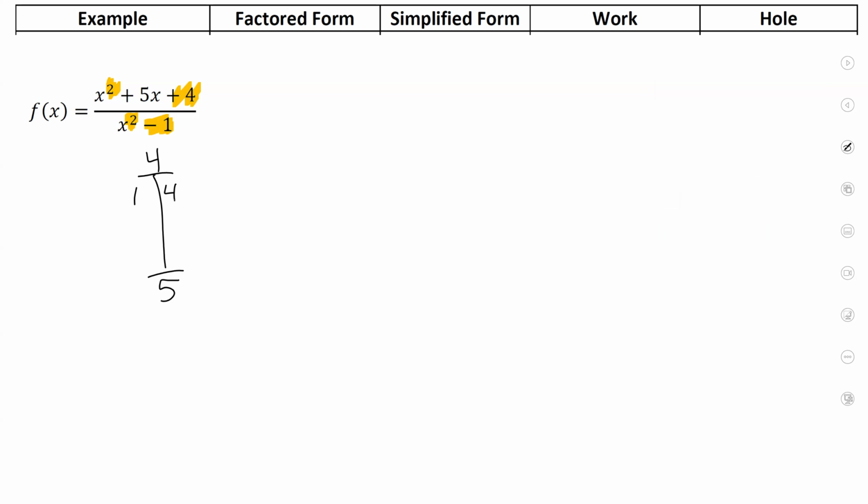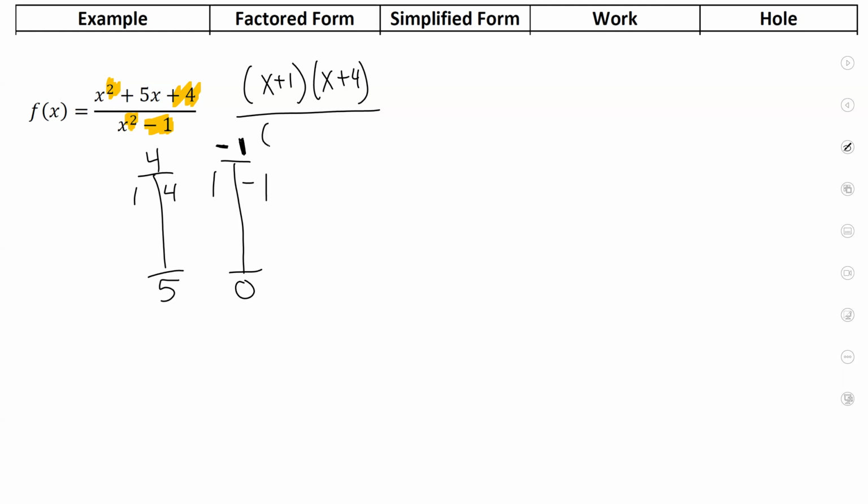So that's my first factor. It'll be x plus 1 and x plus 4. That's the numerator. Now let's do the denominator. I want two numbers that multiply to -1. Do I have a middle term? No, so put 0. So what times what is -1? 1 and -1. Is 1 minus 1 0? Perfect. Those are my two factors, x plus 1 and x minus 1. So that's your factored form.